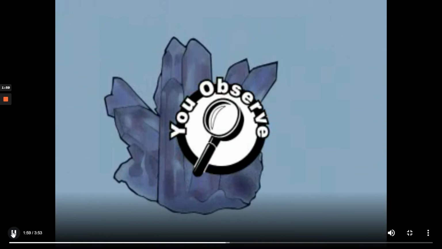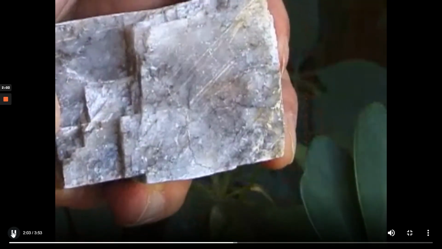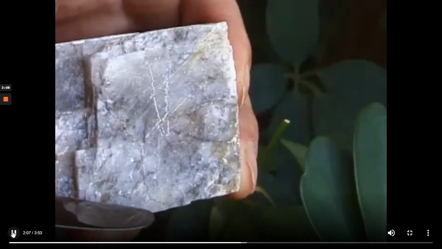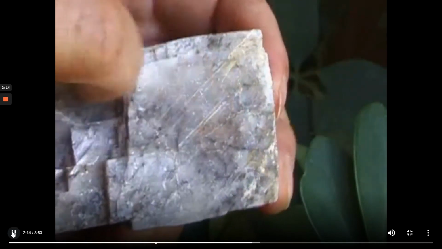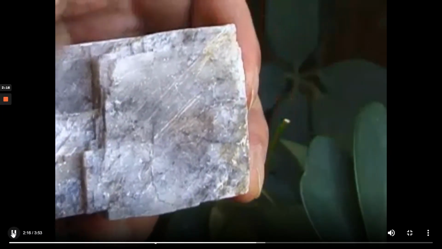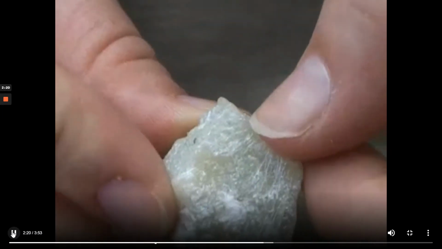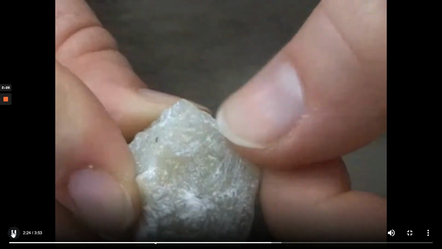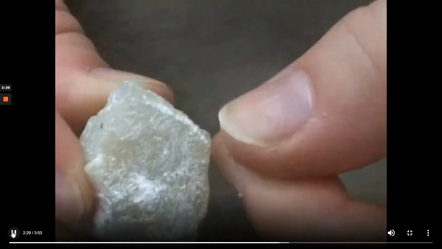You observe. Was this mineral scratched with a fingernail or with a steel knife? Your fingernail can't scratch it, but a steel knife can. This softer mineral, however, called talc, can easily be scratched with a fingernail. Different minerals have varying degrees of hardness.